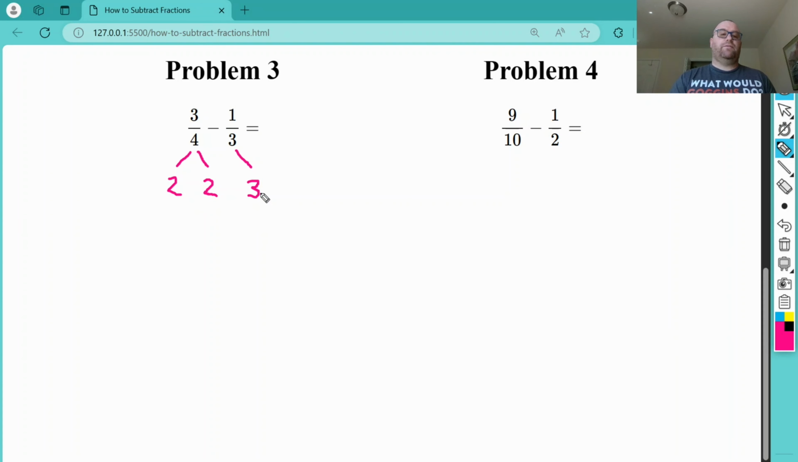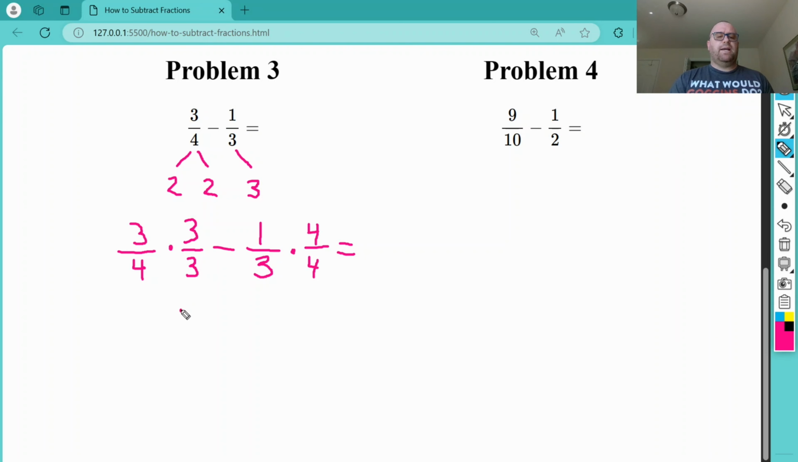So I'm going to do 3/4. Think, what do I have to multiply 4 by to get 12? Well, if I do 12 divided by 4, I'm going to have to multiply by 3, right? So because I'm multiplying the bottom by 3, I have to multiply the top by 3. So I'll do 3/4 times 3 over 3 minus, now we have 1/3. What do I have to multiply 3 by to get 12? Well, 12 divided by 3 is 4, so I'm going to multiply by 4 over 4.